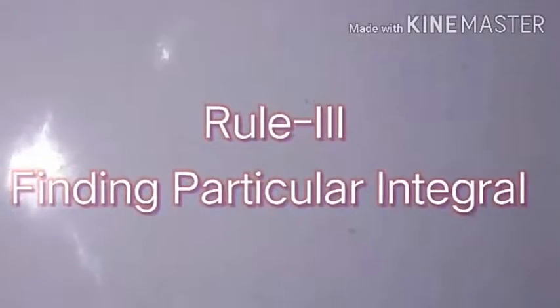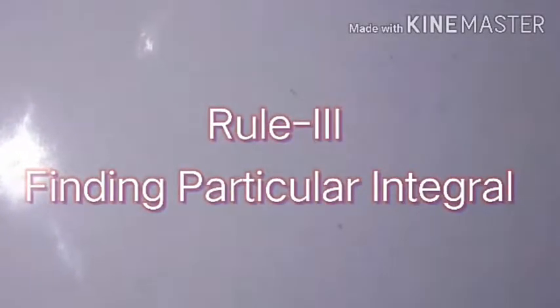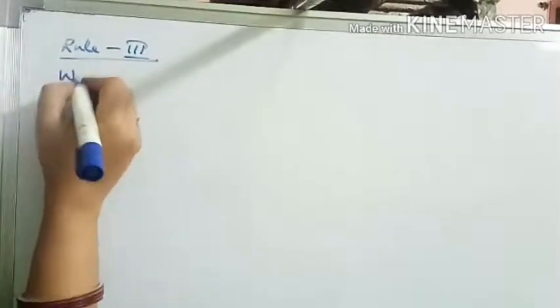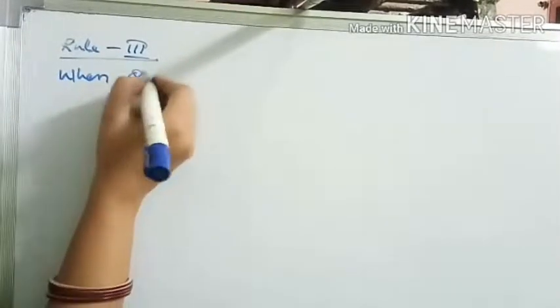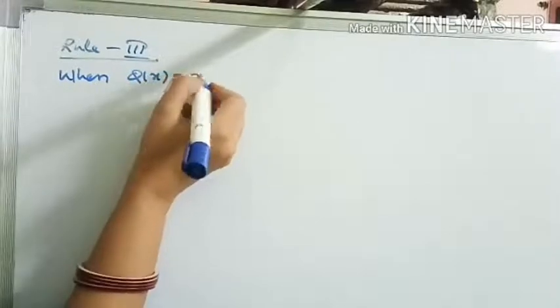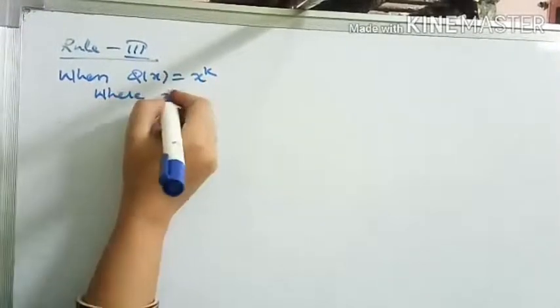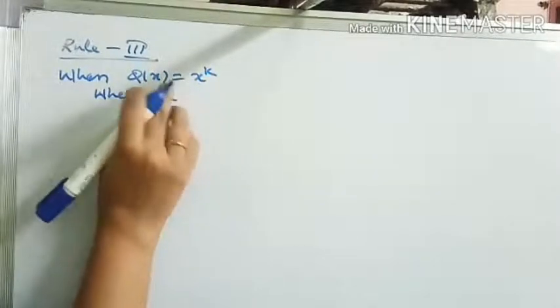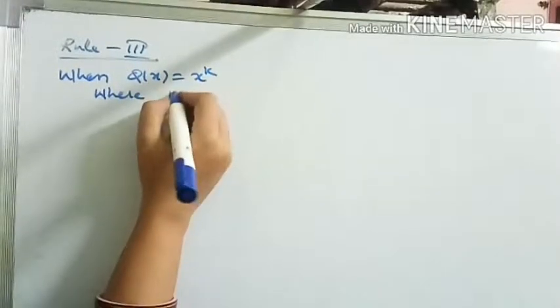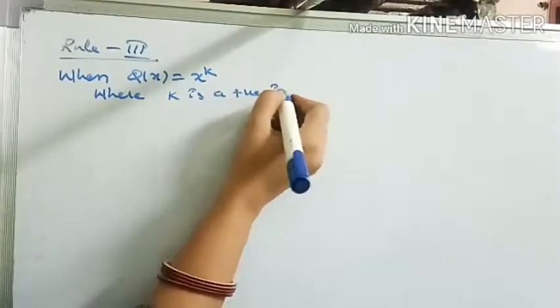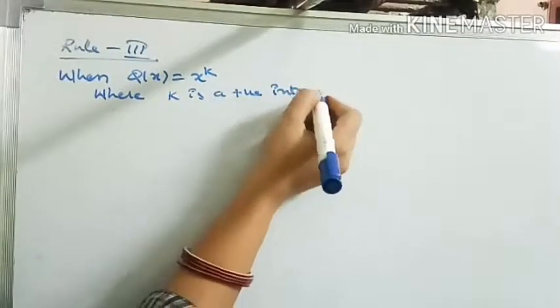Today we are going to see Rule 3 for finding the particular integral. How are you going to decide Rule 3? By seeing the Q of x. When your Q of x is in the form of x to the power of k, where k is a positive integer.